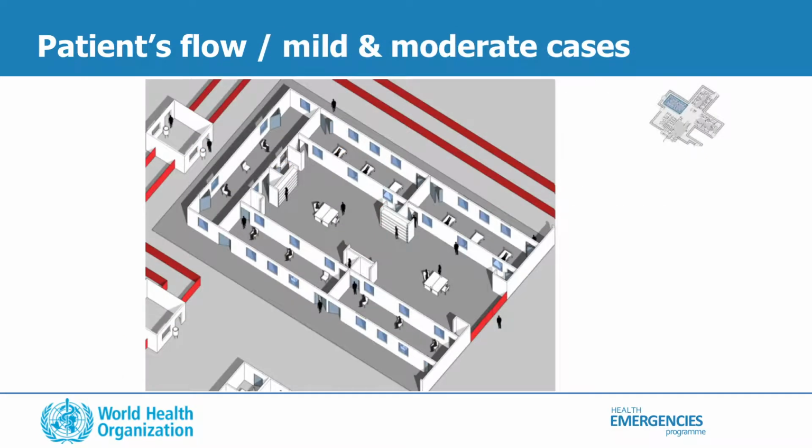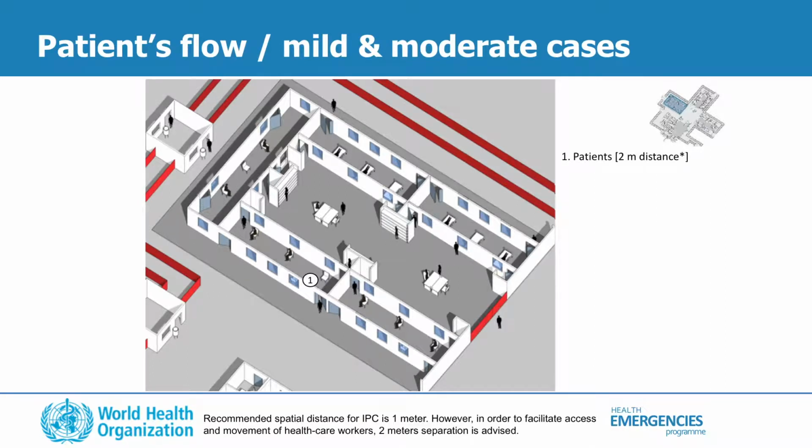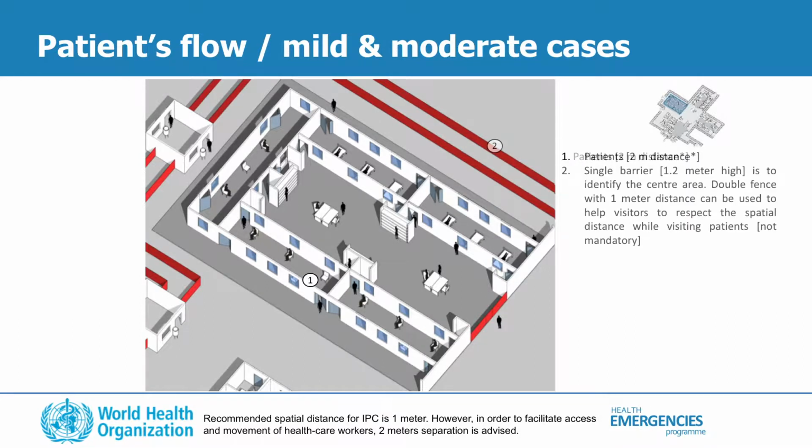Here we will look in detail at the mild and moderate wards. Patients have at least 2 meters in between them: 1 meter as infection prevention and control measure and 1 meter to facilitate healthcare worker movement. And if you see at number 2, this is a single barrier of about 1.2 meter high. Although not mandatory, a double fence with 1 meter distance can be used to help visitors respect the spatial distance while visiting patients.